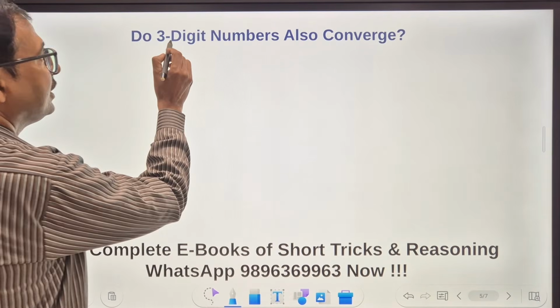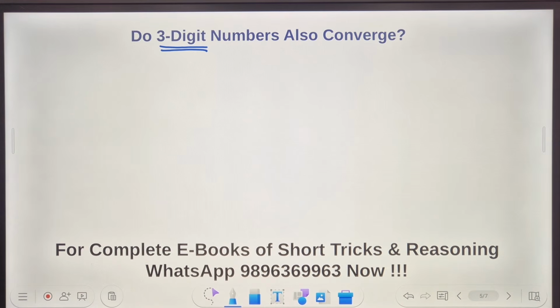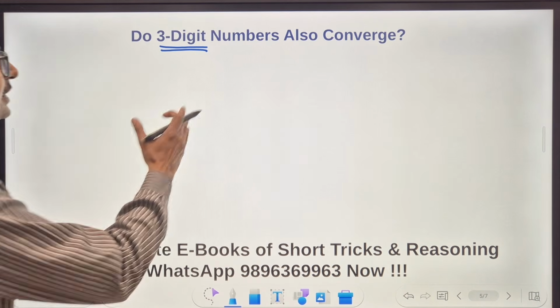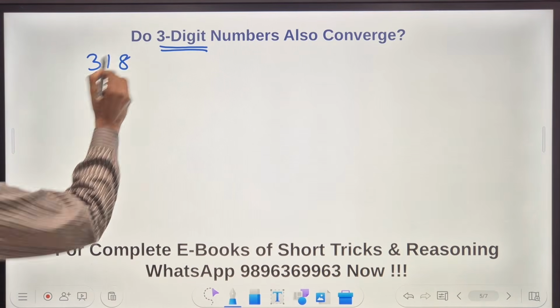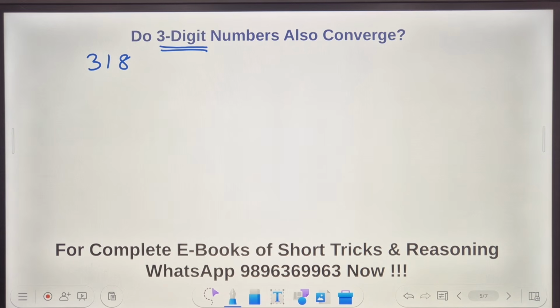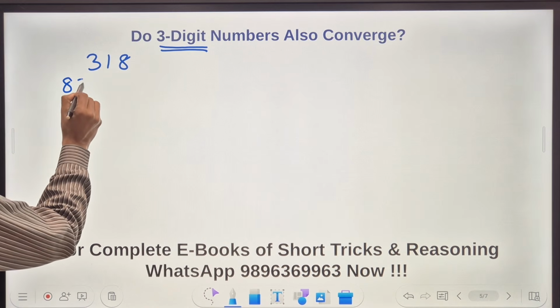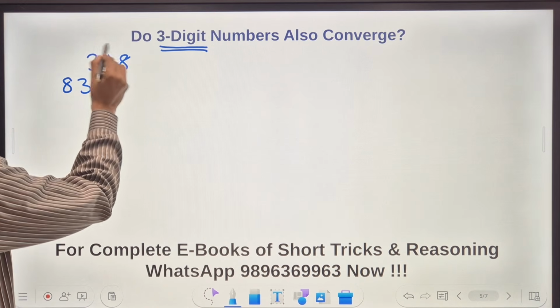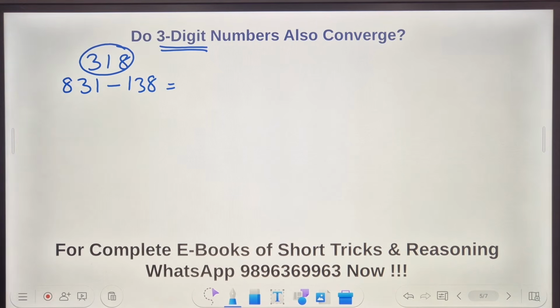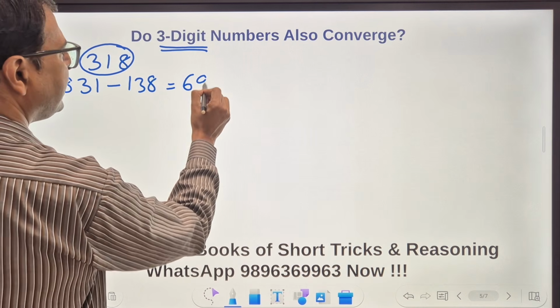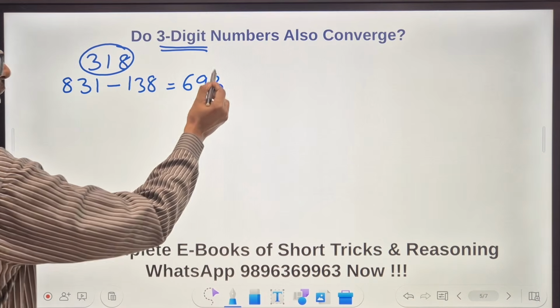Let's see how about three digit numbers. Now for three digit numbers, whether the convergence will take place or not depends on the numbers which we are taking. Let's start with any particular three digit number like 318. Now if I take 318, the largest number which I can make out of these three digits is 831, and if I subtract the smallest number 138 from that, you get 693. Now let's do it once more.